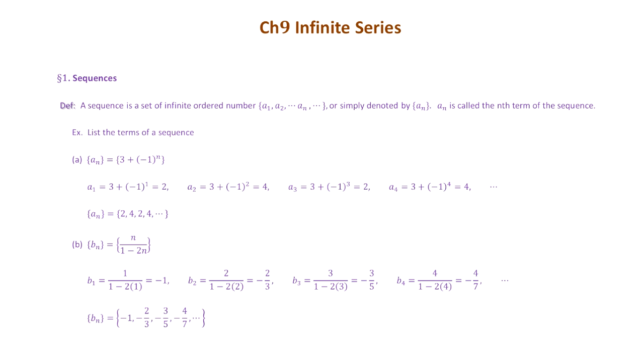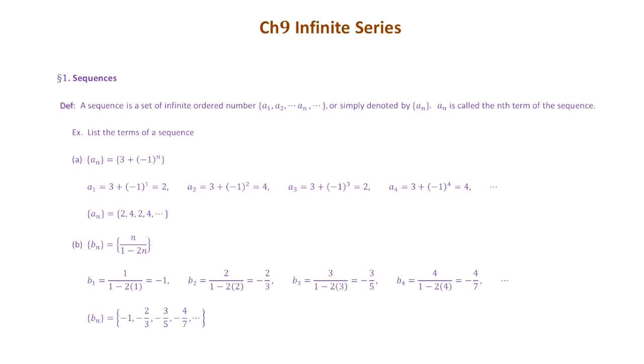For the second term, if you plug in 2 for n in this formula, you get 2 over 1 minus 2 times 2. You get 1 minus 4 in the denominator, so that's -3. So 2 over -3 gives you negative 2/3. That's the second term in the sequence. For the third term, you plug in 3 for n and get 3 over 1 minus 2 times 3. 2 times 3 is 6, and 1 minus 6 is negative 5. So 3 over negative 5 is negative 3/5. That's the third term in the sequence.